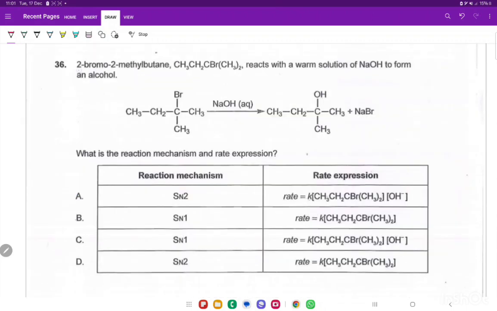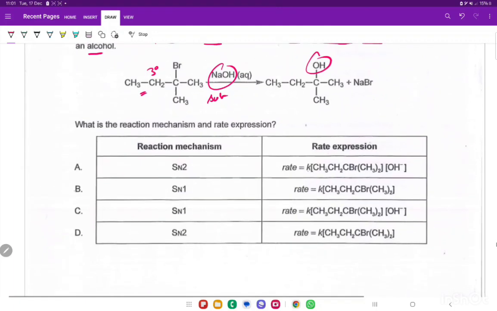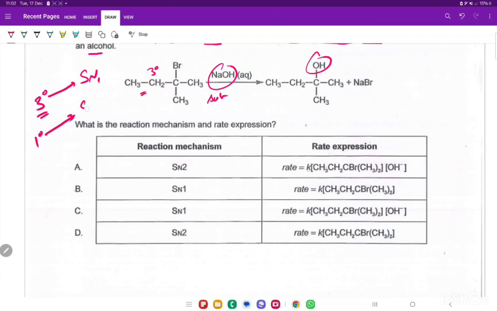Question 36. 2-bromo-2-methylbutane, which is my 3-degree halogenoalkane, reacts with warm solution of NaOH to form alcohol. I am reacting with NaOH, so a substitution is taking place and converting it to alcohol. Since it is a 3-degree halogenoalkane, it always gives SN1. A 1 degree will give you SN2. 3 degree gives SN1.